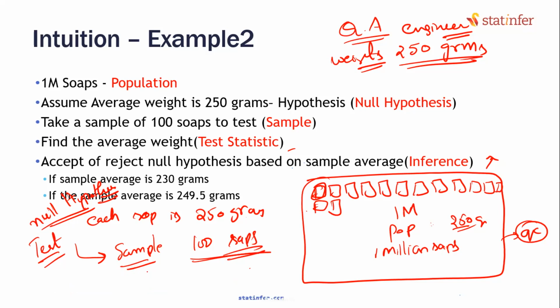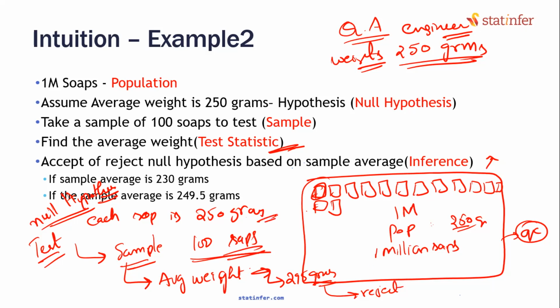What is a statistic? Statistic means something that is measured on the sample. What are you measuring? Average weight is what you are measuring on the sample. Let us suppose the average weight of the 100 soaps is 295 grams. Are you going to accept the null hypothesis, or are you going to reject the null hypothesis? We are going to reject. Why are you going to reject the null hypothesis?